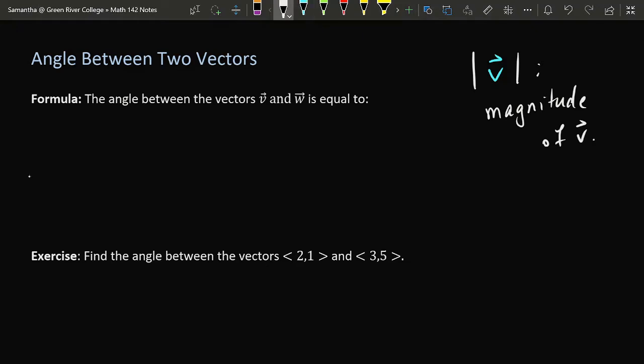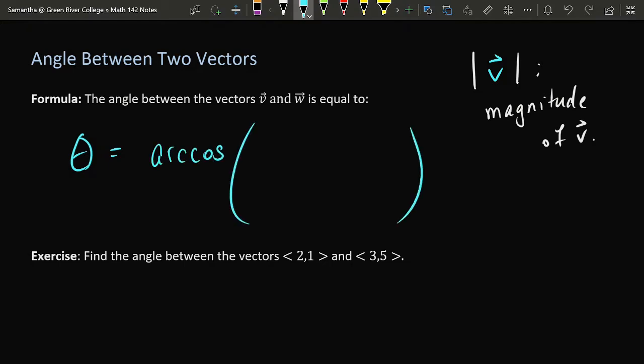If we want to find the angle between two vectors v and w, then that angle, theta, is equal to arc cos of the following quantity. In the numerator, take the vector v and dot it with the vector w. Then divide that by the magnitude of the vector v, and divide that by the magnitude of the vector w.